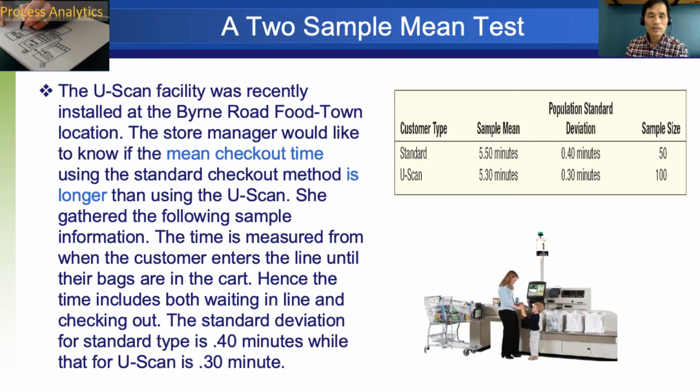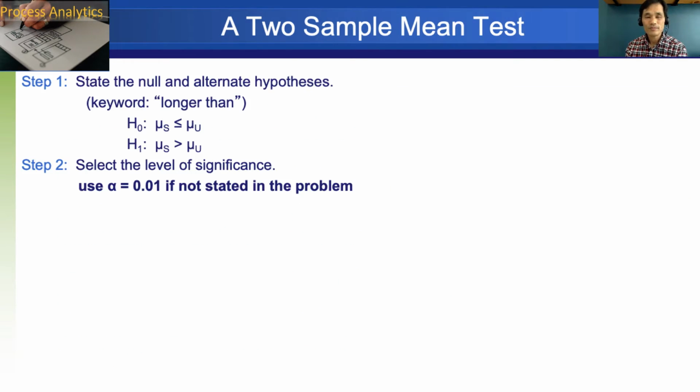By conducting a two sample mean test, because we are talking about a sample mean, and we have two samples, and the sample size is greater than 30, we can use a two sample mean test and see if that is true. So step one, state the null hypothesis and alternative hypothesis. Null hypothesis, notice that we have two samples, therefore we use two mu's. Mu for S-scan system or standard system, and mu for U-scan system.